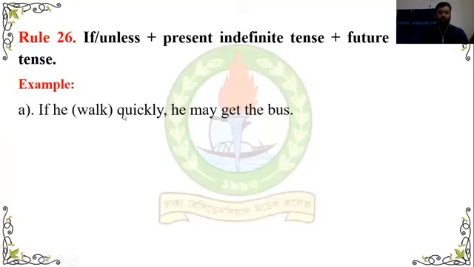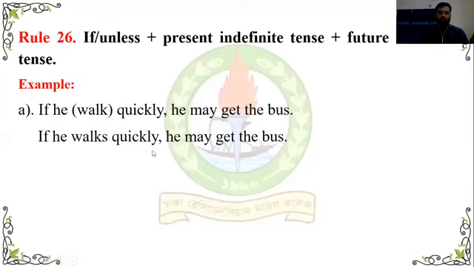One is "if he walks quickly", and another one is "he may get the bus". So the first one will be present indefinite, and "he may get the bus" is in the future form. So, if he walks quickly, he may get the bus. There is a possibility to get the bus. Write it down quickly, boys.